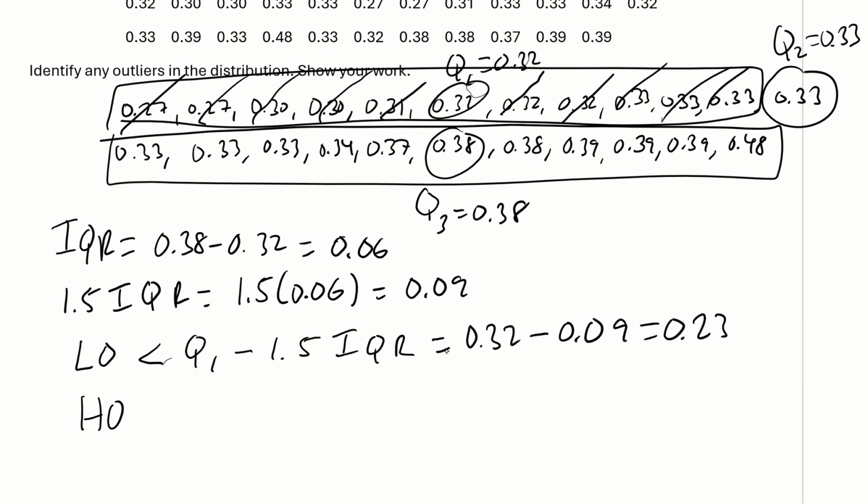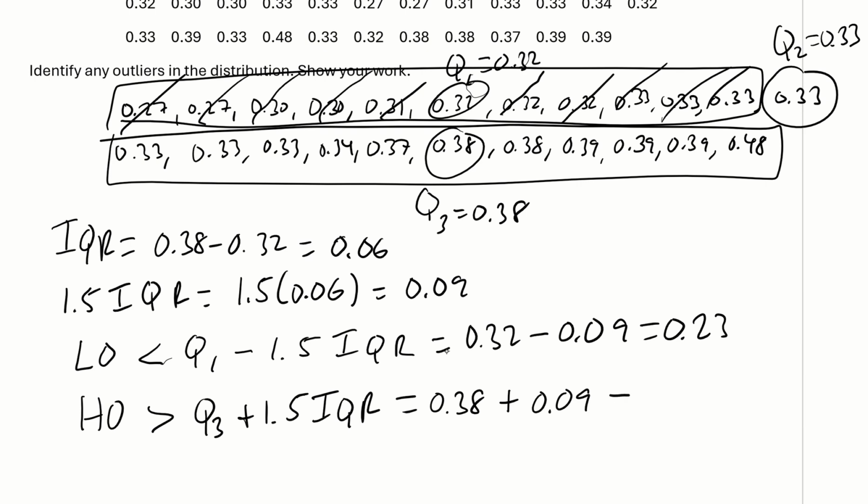The high outlier has to be greater than the third quartile plus the 1.5 IQR. So the third quartile is 0.38 plus the 0.09 that we calculated. That's 0.47. So low outliers have to be less than 0.23 millimeters. High outliers have to be greater than 0.47 millimeters. There are no values less than 0.23 because the smallest is 0.27.